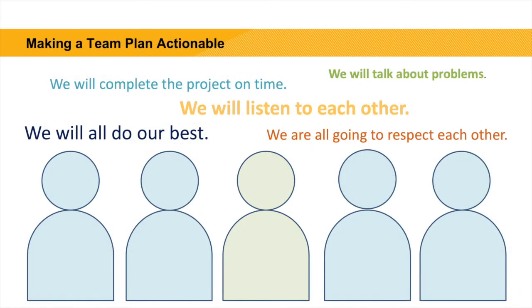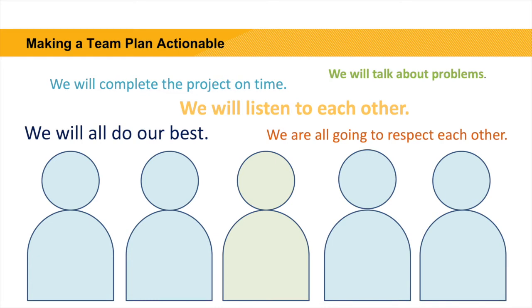Now that we've discussed how to develop an I resent statement, we're going to talk about making your team plan really actionable. Look at these statements here. We will talk about problems, we will complete the project on time, we will listen to each other, we will all do our best, and we are all going to respect each other. These are really awesome statements, but they definitely need more specifics before going into the team action plan.